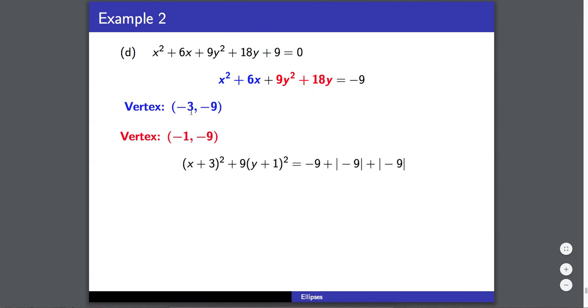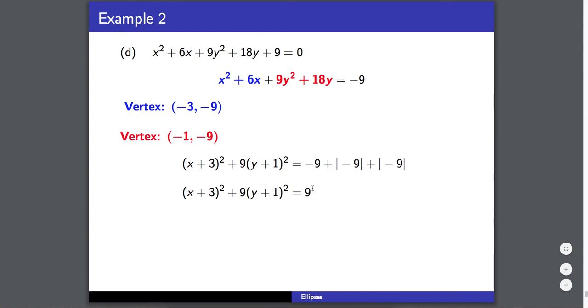All right, so we're going to have x minus a -3, squared, becomes (x plus 3) squared. The coefficient for x squared here is 1, so we don't really need to copy it down. We get y minus a -1, which is (y plus 1) squared, and then copy down this coefficient of 9. And then we have -9 plus the absolute value of -9 plus the absolute value of -9, which comes out to just equal 9. So we have (x plus 3) squared plus 9 times (y plus 1) squared equals 9.